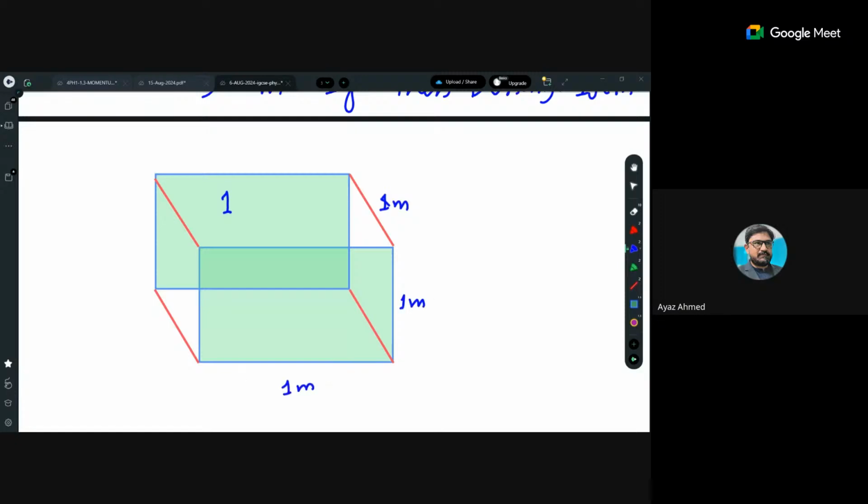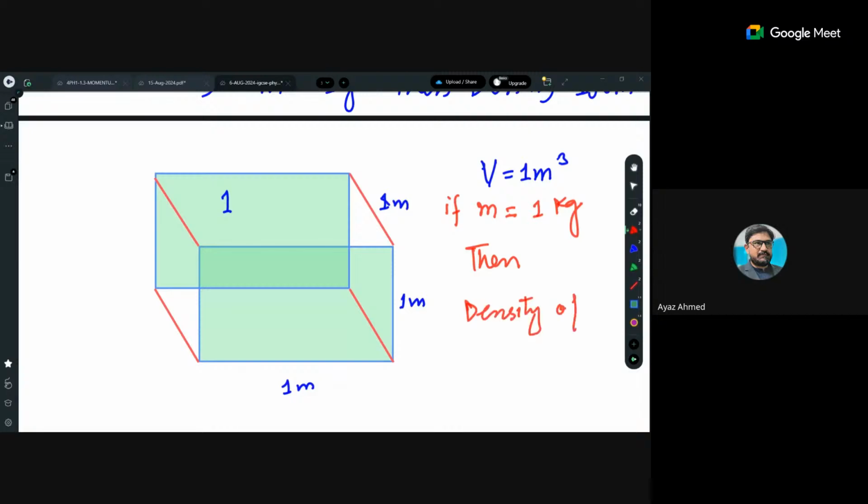Okay, so what will be its volume? 1 meter cube. Do you agree? And what will be the mass inside it if the mass of this entire substance is 1 kg? Then the density of the block is equal to what? 1 kg per cubic meter. Is this clear to both of you?